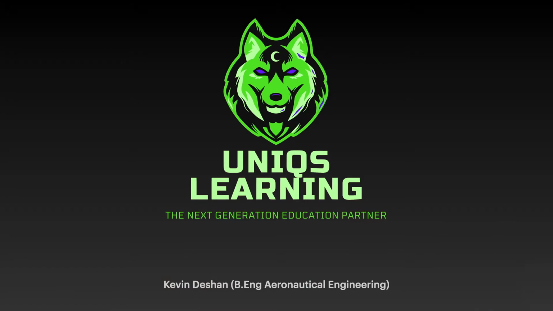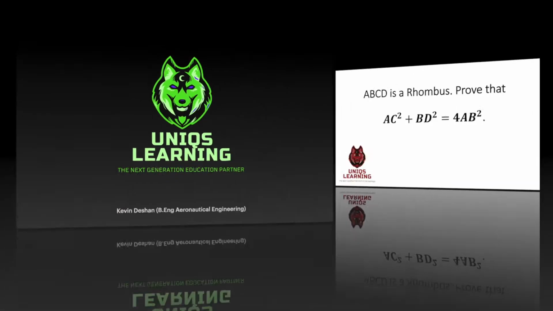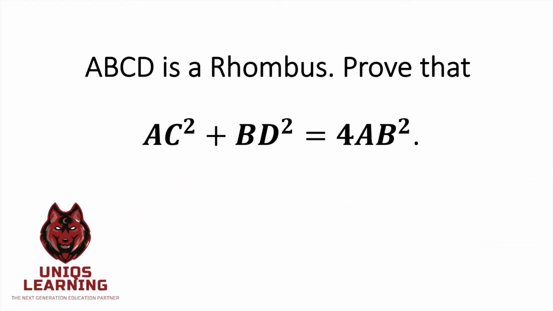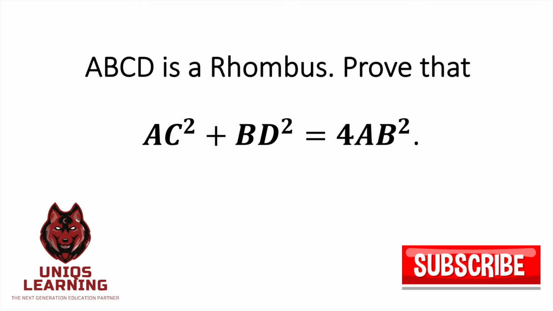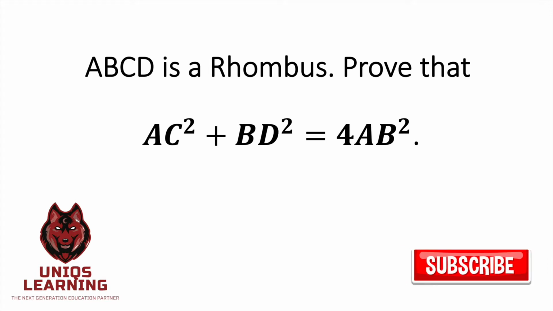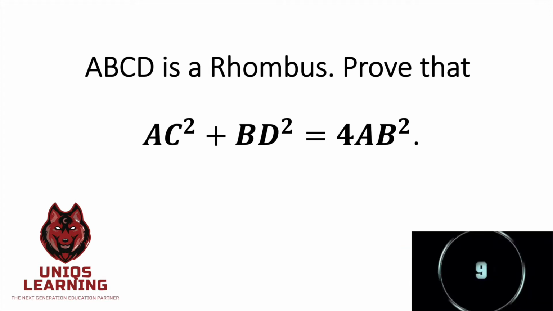So today also we are back with another mathematics question as usual. Today our question is: ABCD is a rhombus. You have to prove that AC squared plus BD squared is equal to 4AB squared. Now you can pause the video and try to solve this question. Once you are done, or if you find it difficult, you can continue with the video. So here you go.